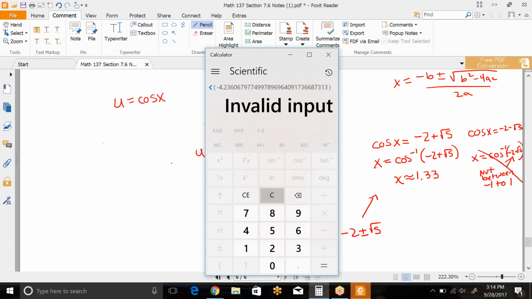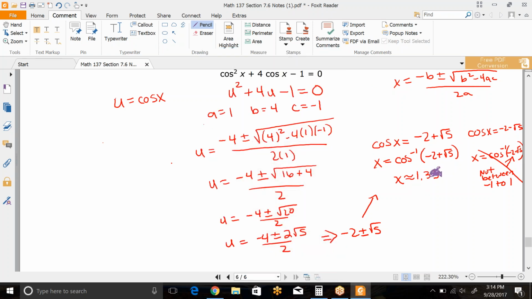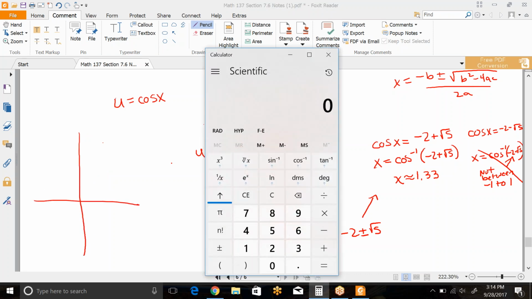Okay, so now you think, oh, do I only have one solution? No. We need to find any place that this could be possible. So if you think about where is 1.33, pi divided by 2, that's, remember, 90 degrees, is 1.57. So 1.33 is somewhere over here. Okay, so that's my x right now. So what we're looking for is there another place where cosine is positive and has the same angle measure as this?